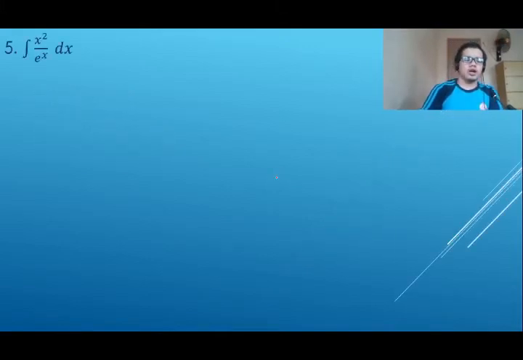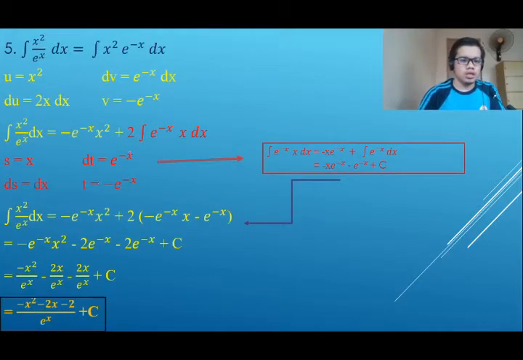Now first, let us solve for number 5, the integral of x squared dx over e to the x. So this is my solution as well as my answer. But before we proceed, I will discuss in further detail how I arrived at my answer. To solve this easily, I place e to the x upwards. So now the equation becomes the integral of x squared e to the negative x dx.